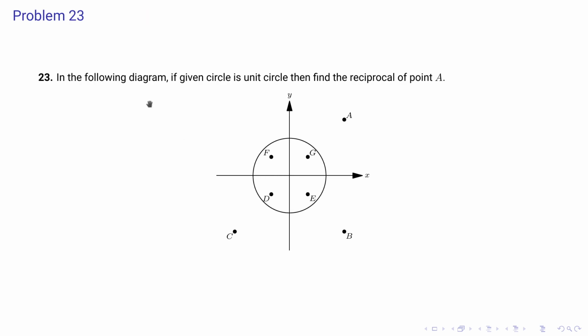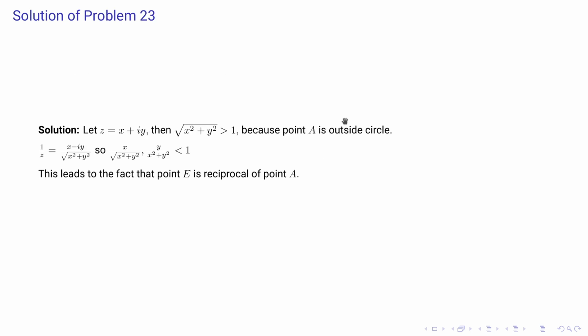Problem number 23 says that in the following diagram, if the given circle is a unit circle, then find the reciprocal of point A, that is this point. So we let z is equal to x plus iy for point A, then square root of x square plus y square is greater than 1 because point A is outside the circle and the circle is a unit circle, that is, the radius will be 1. So once we have this, 1 by z is equal to 1 by x plus iy.